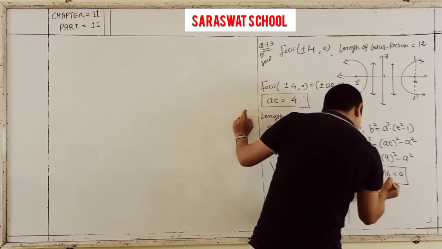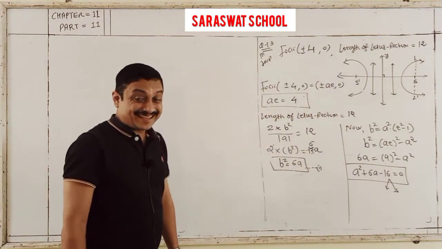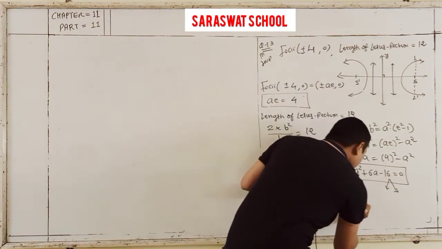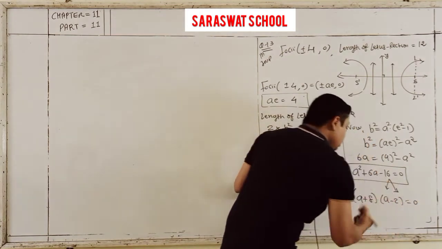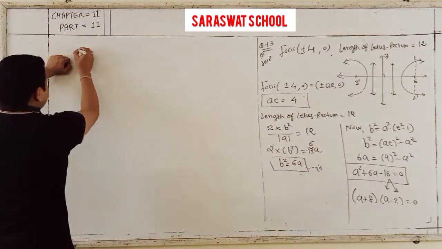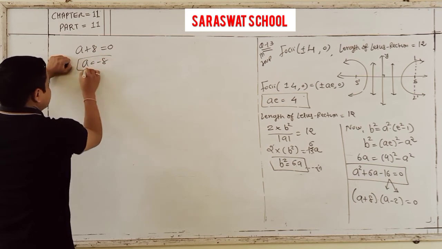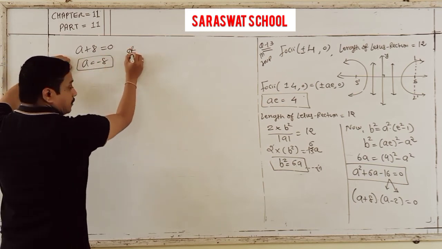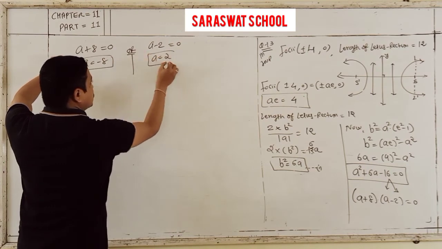Now splitting 16, but I want 6. Yes, 8 twos are 16. So (a plus 8) and (a minus 2). It means your first answer plus 8 minus 2 will be plus 6. So a plus 8 is equal to 0, a is equal to minus 8. Or another, a minus 2 is equal to 0, a is equal to 2.